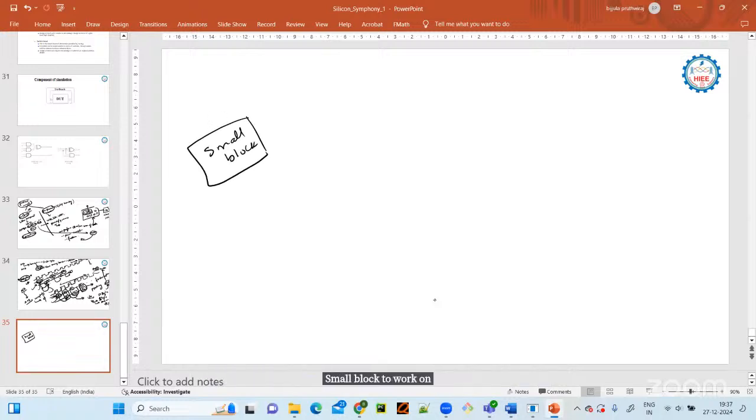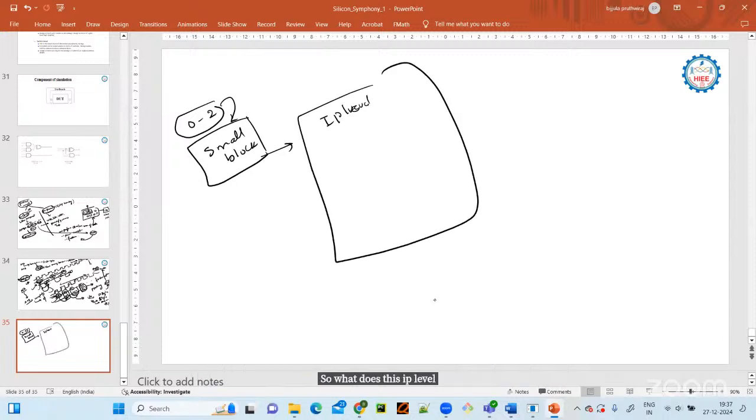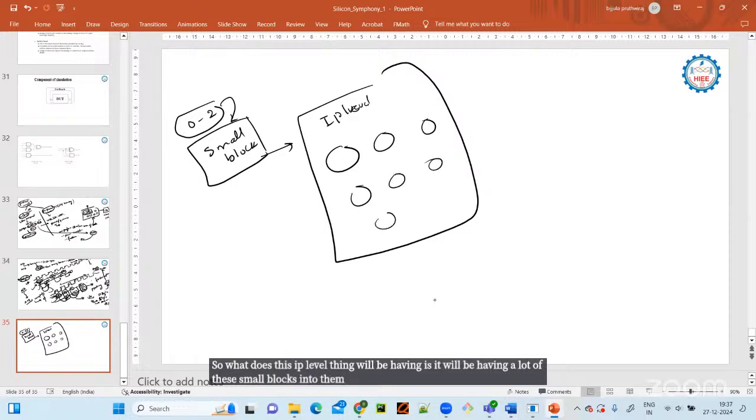In your initial period of 0 to 2 years, they will give you some small module or small block to develop. If you have developed this small block successfully, then you will be promoted to something known as IP level verification. The IP level will have a lot of these small blocks in it, and you are responsible for taking care of all these blocks on your own. You will be given an ownership.